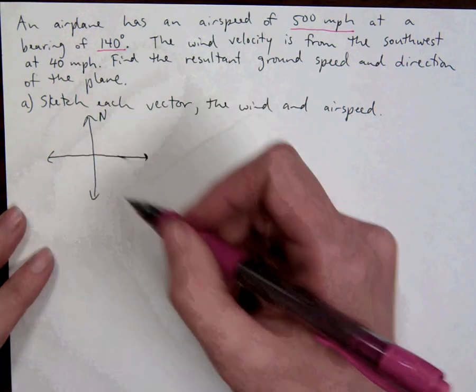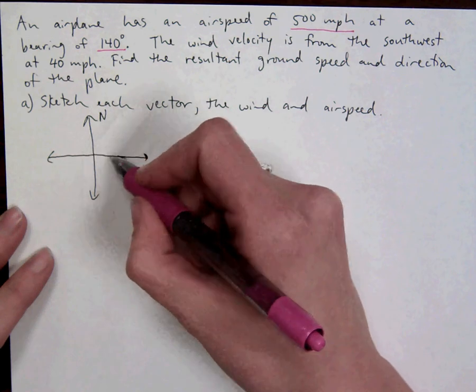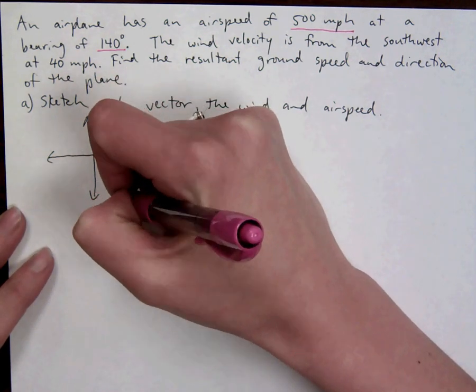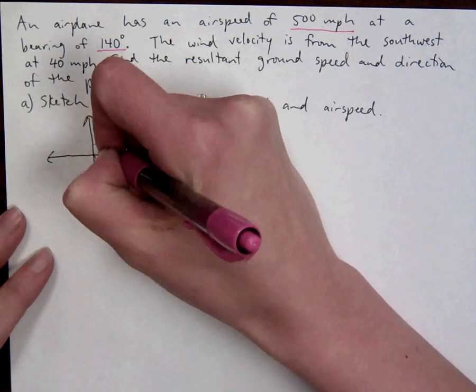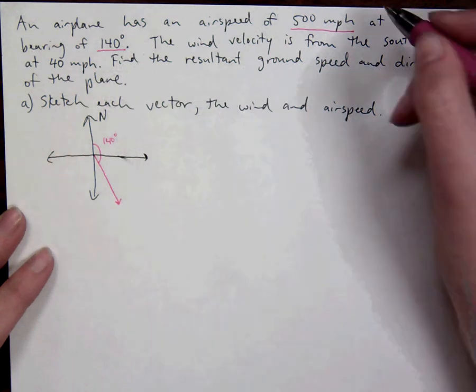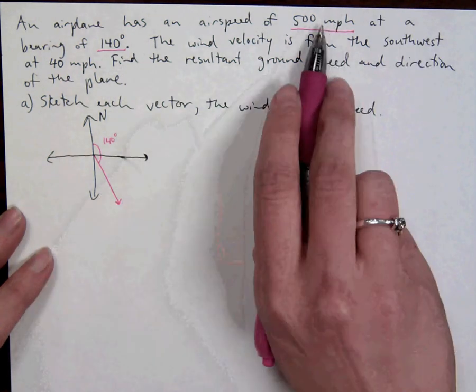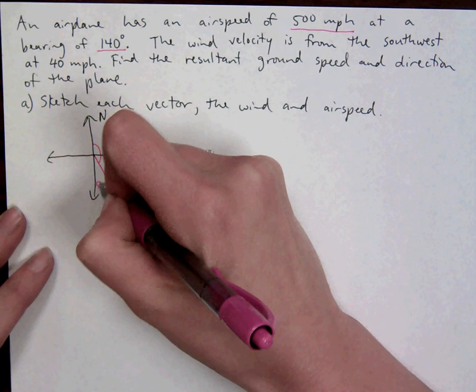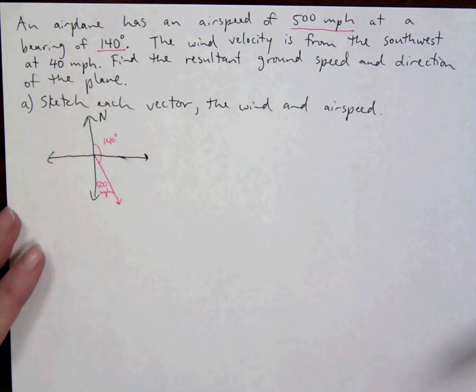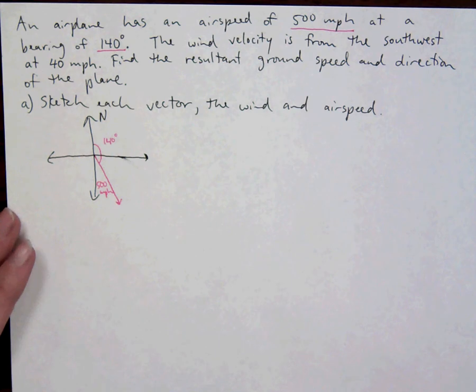So if we do that, 140 degrees, well, right here to east, that's 90, so another 50 past that. So we're going to be somewhere in here for our airplane. Remember that the vector itself represents the 500 miles per hour. Then from there, we've got some wind that's pushing its plane.